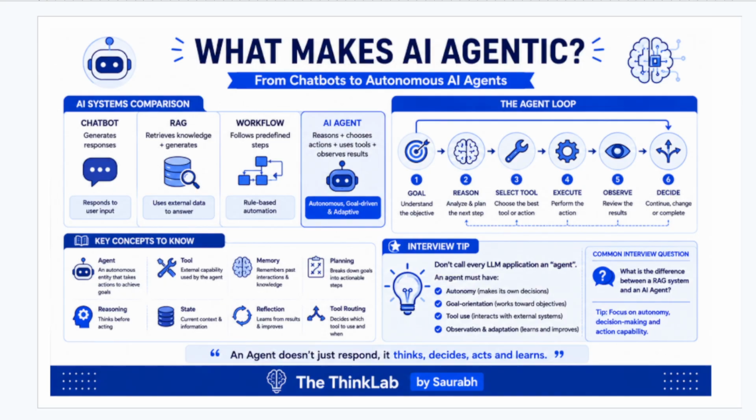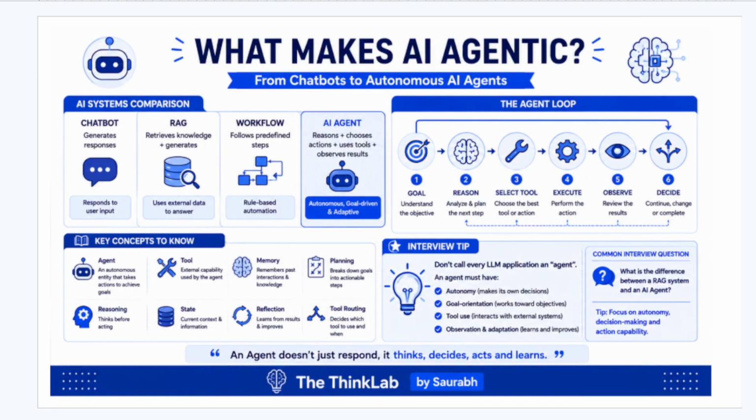So now let's define some important concepts. An agent is a system capable of taking action towards the goal. A tool is an external capability available to the agent. Memory stores the information that may be useful later. A state represents the information currently maintained by the workflow. Planning breaks a large objective into manageable steps, right? Reflection allows the system to assess the result and potentially improve the approach. And tool routing just determines which tool should be used first.